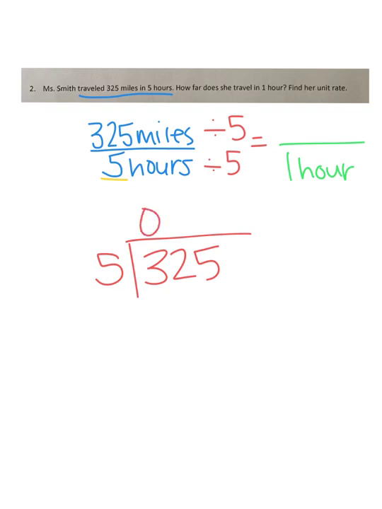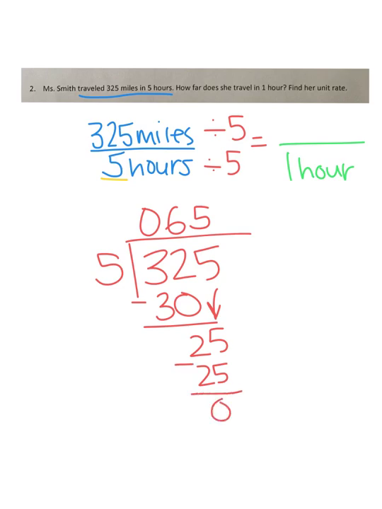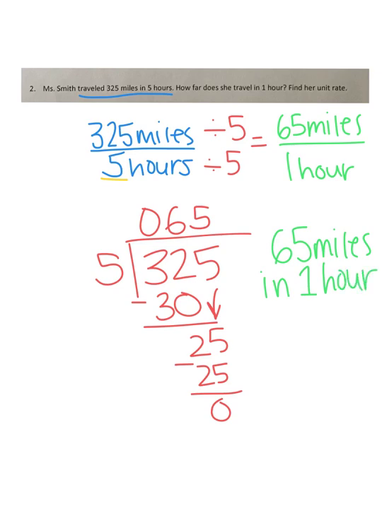5 can't go into 3, put a 0. 5 goes into 32, 6 whole times, because 6 times 5 is 30, and we're left with 2. Bring down our 5. 5 goes into 25, 5 whole times. 5 times 5 is 25, and we're done. So our new numerator is 65 miles. So what that tells us is she can travel 65 miles in 1 hour. And that would be our final answer.